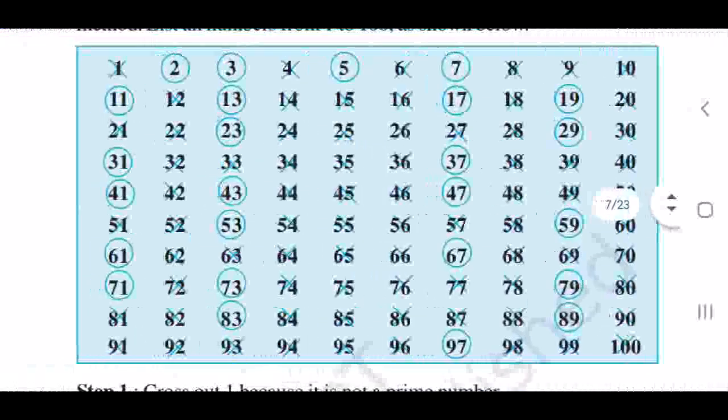So let's write the notes. Before writing this table, all of you write the heading: Prime and composite numbers.